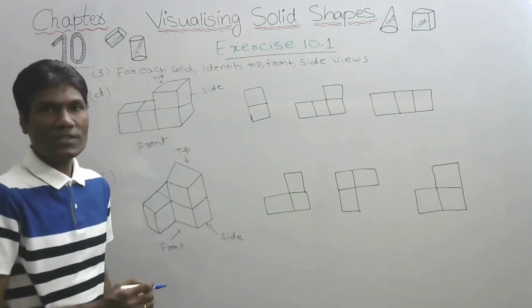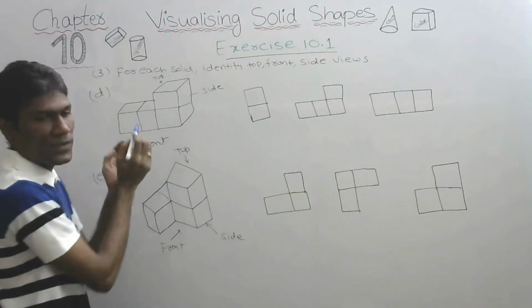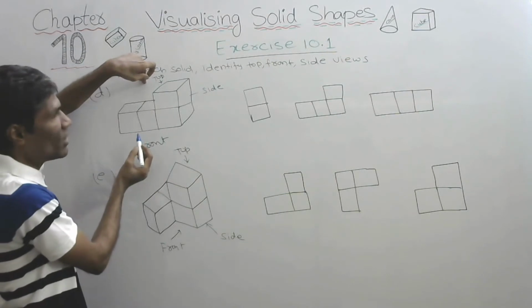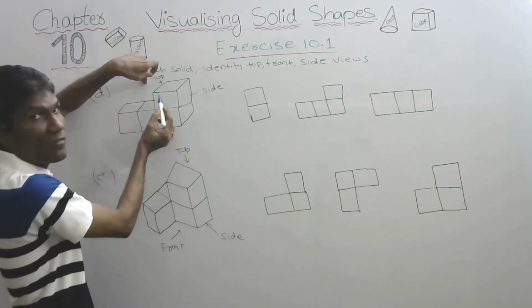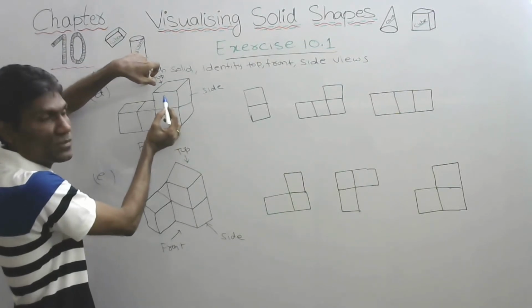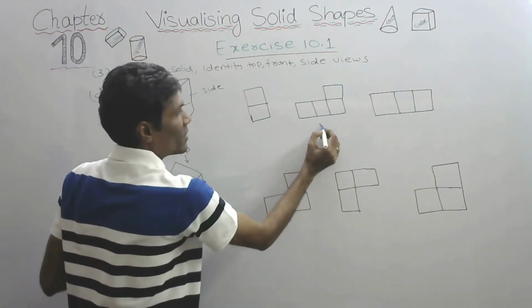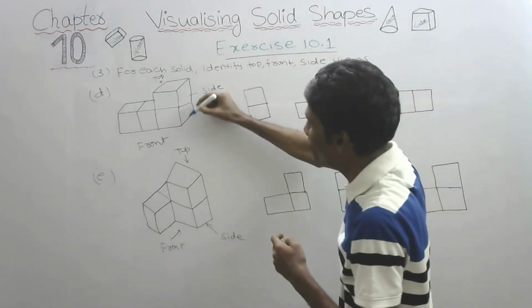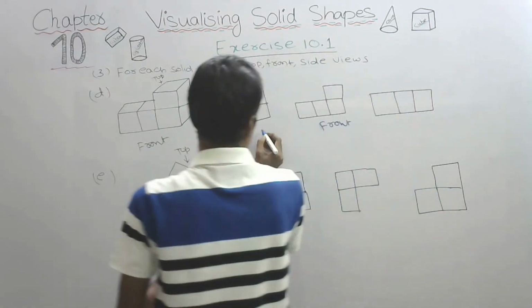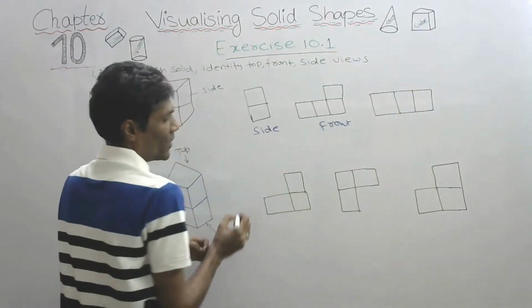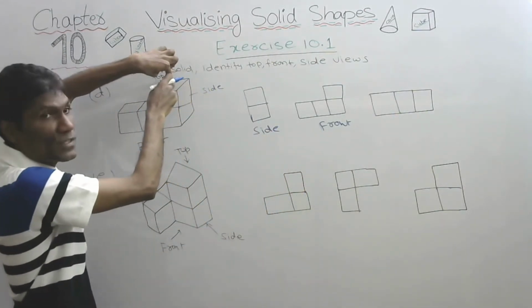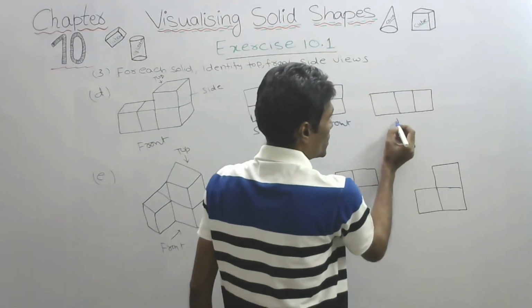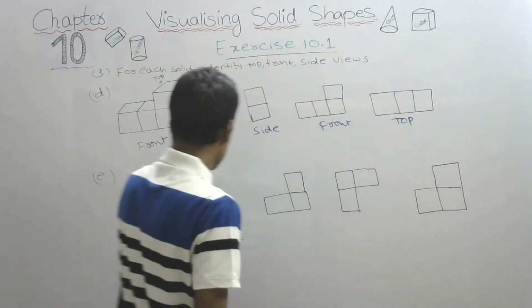Now, D question. In D, this figure is given. Now, let us see from front view, what is available in front view? These three squares and one up square. Here. Front. Now from side, these two like this. So this is side. And from the top, this is visible and just two side by side, 1, 2, 3 in a line. So this is top, clear.